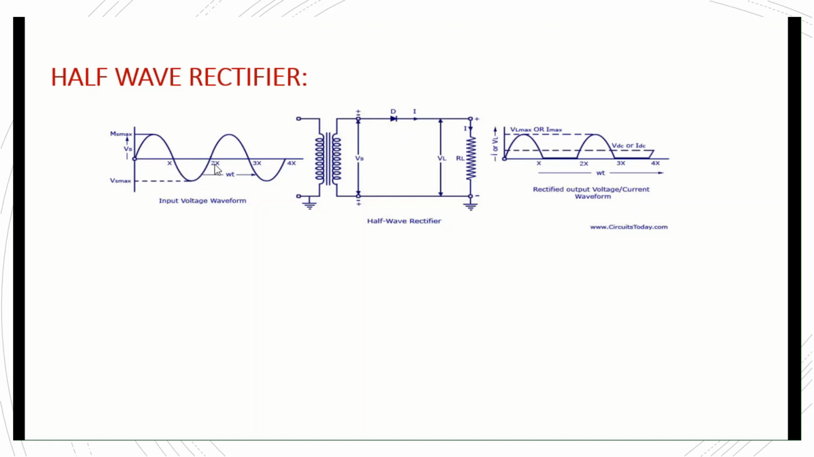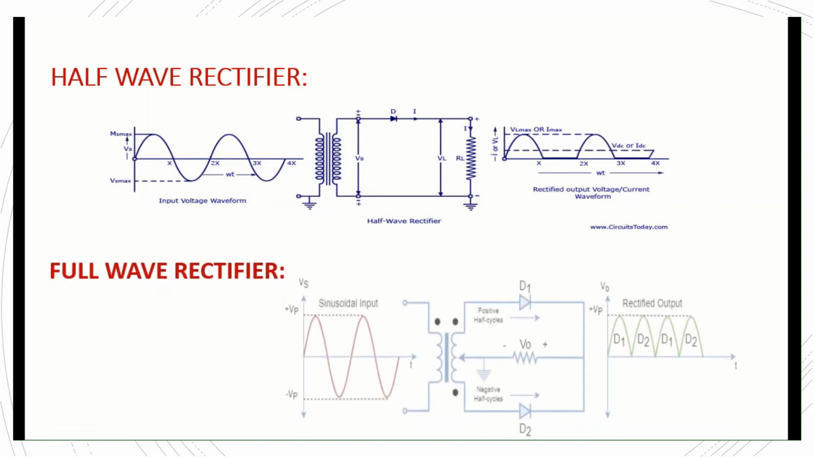While in the negative half cycle, this diode becomes reverse biased and it offers infinite resistance and acts like an open circuit. So we get no output. V output is equal to 0. The output waveform of a half wave rectifier is a pulsating DC waveform.